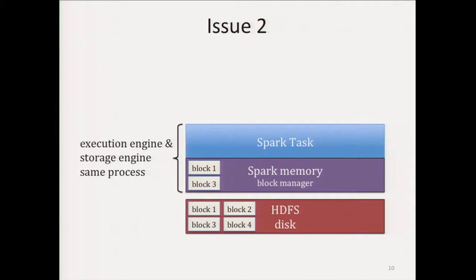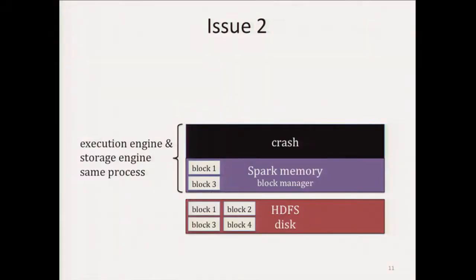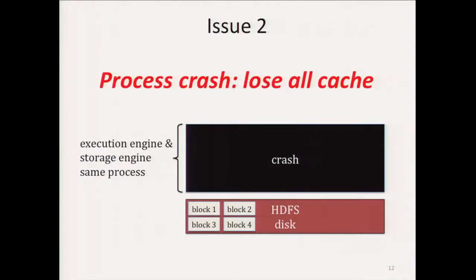Then let's talk about the second issue. In many of these frameworks, like Spark, they share the process between the execution engine and the storage engine. In this case, if you write a program or have some experimental program, and the execution engine crashes, then the storage engine will also crash. So you will lose all the in-memory data. You will either recompute it or load it from the under file system, which could be slow. That's the second one.